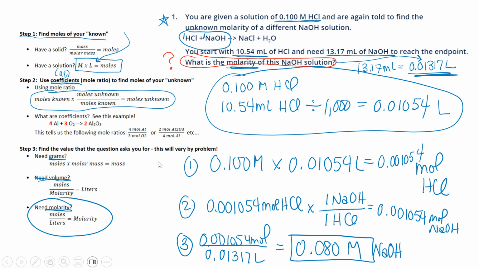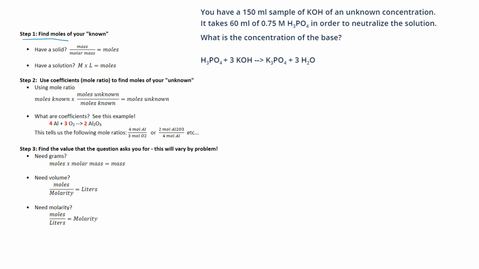Let's look at another example where it's not a 1-to-1 ratio. In this example, it looks like KOH is our unknown. We don't know the molarity of it, but we do know that it takes 60 mL of 0.75 molar H3PO4, that's phosphoric acid, which is an ingredient in Coca-Cola. It takes this much phosphoric acid to neutralize my 150 mL sample of my base.